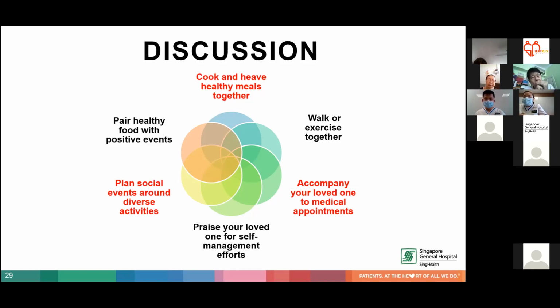And last but not least, pair healthy foods with positive events. For example, certain festivities, like Chinese New Year, Christmas, Hari Raya, you can cook some healthy dishes using different alternatives and healthier recipes, and this can also lead to better health outcomes as well.